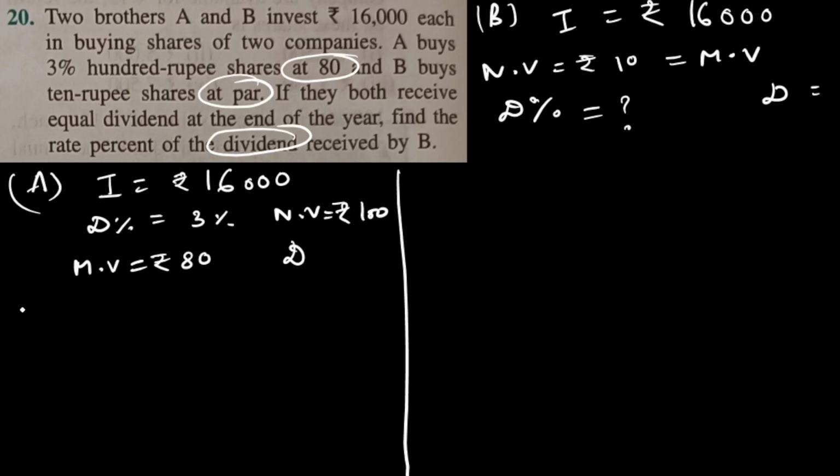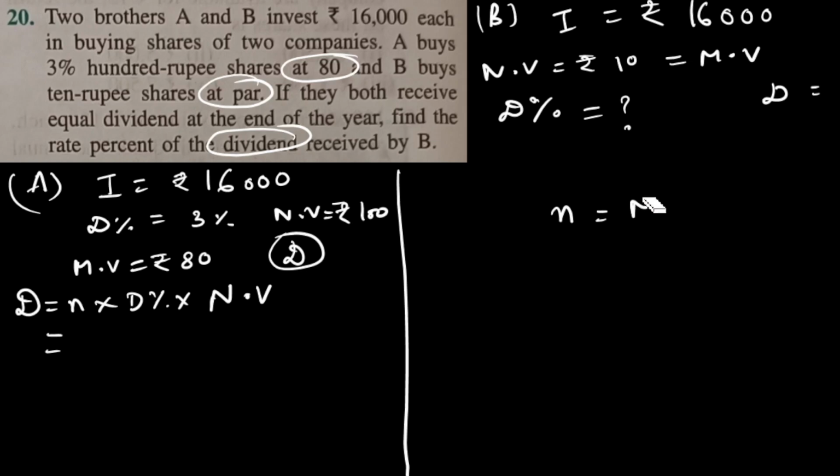So what does D percent mean? Dividend percent. So what is the formula of dividend? Dividend's direct formula is there. Dividend is equal to number of shares into dividend percent into nominal value. Number of shares we don't know, but the number of shares formula we know. What is the number of shares formula?